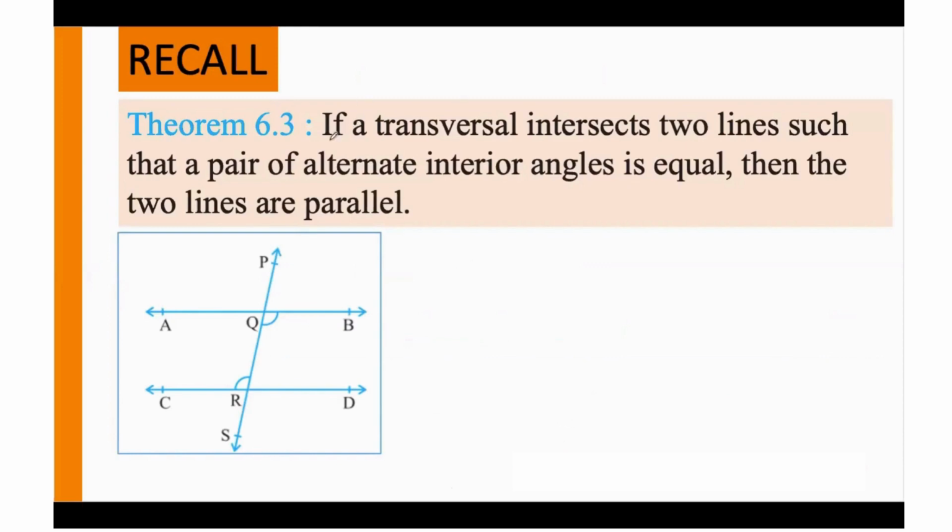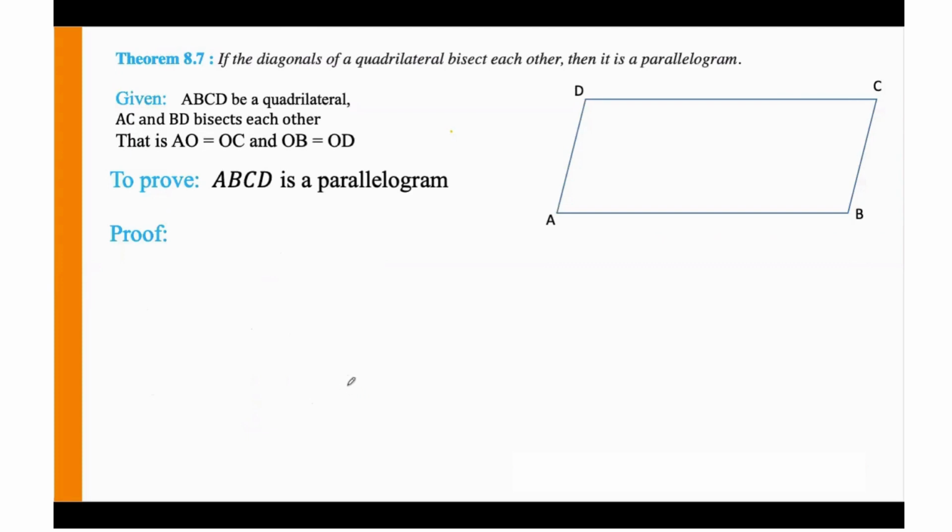So let's recall. Theorem 6.3 states that if a transversal intersects two lines such that a pair of alternate interior angles is equal, then we can say that the two lines are parallel. That means if the alternate interior angles are equal or one pair is equal, then we can say that the two lines are parallel to each other. We are going to use this result to prove the theorem 8.7.